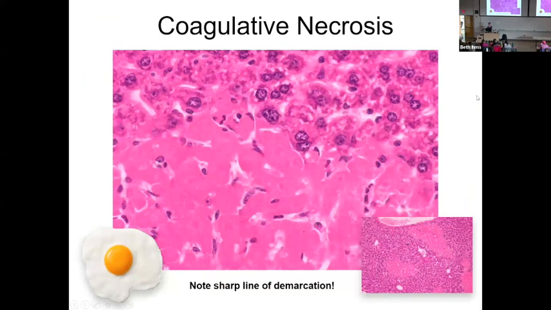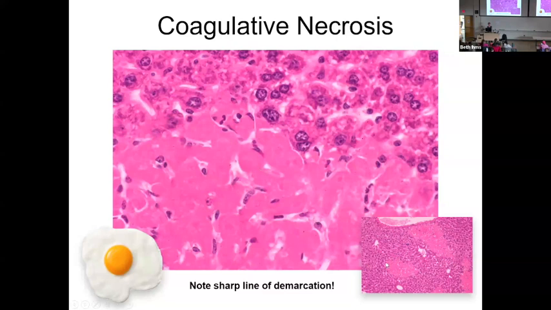Here's what that looks like on histo. Again, it's like cooking an egg. So here's live hepatocytes. Here's dead hepatocytes. They're the same shape. They're still arranged in hepatic cords. They still have all their little support cells in here, but these guys are dead. There are no nuclei. Their cytoplasm is hypereosinophilic. Eosinophilic means pink. It's too pink.